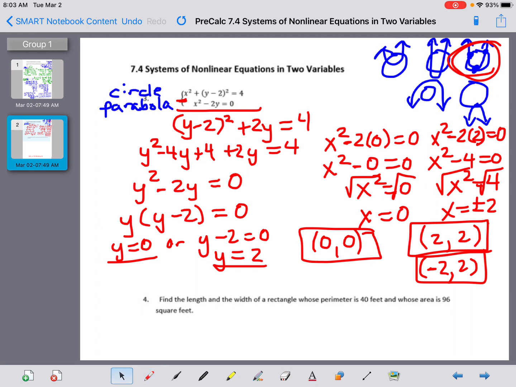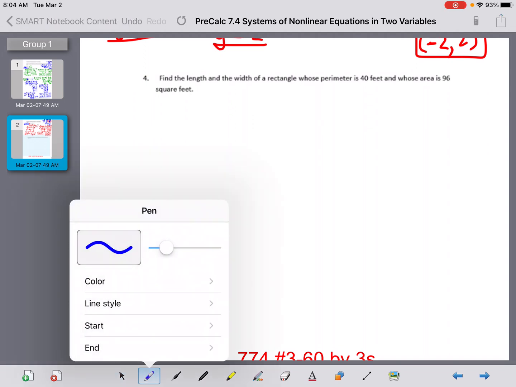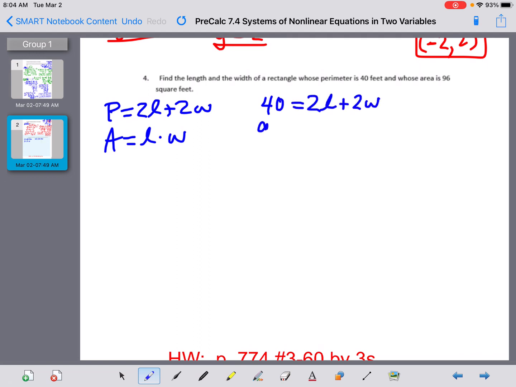All right. Last example here today is a story problem. Find the length and width of a rectangle whose perimeter is 40 feet and whose area is 96 square feet. Okay, think about your equations for rectangles. Okay, so quick reminder, perimeter is 2L plus 2W. Area of a rectangle is length times width. Okay, so if my perimeter is 40 feet, I can put 40 in here. And my area is 96 square feet. I put 96 in there.